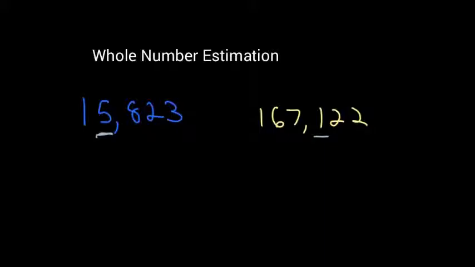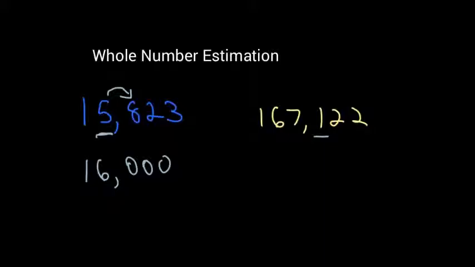So this 5 is underlined, so we're going to look at the number that comes before it. So the 5 looks at the 8 and says, if it's 5 or greater, then it rounds up. If it's less than 5, it stays the same. So 8 is greater than 5, so 5 is going to round up. So I'm going to round that up to 16,000, and everything else becomes zeros.